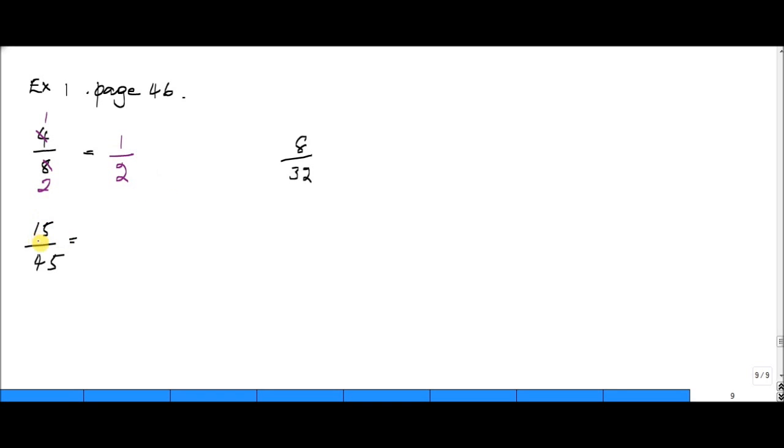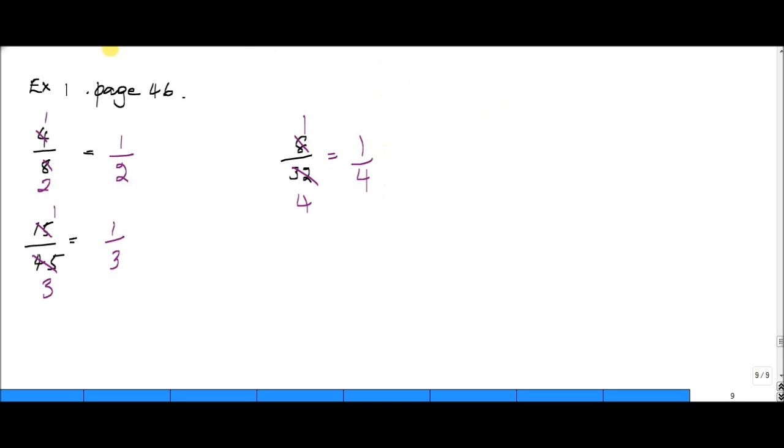The highest common factor of 15 and 45 would be 15. So 15 could go into 15 1 time. 15 into 45 could go 3 times. Our answer would be a third. And the highest common factor of 8 and 32 would be 8. 8 into 8 1 time. 8 into 32 goes 4 times. Our answer is a quarter.